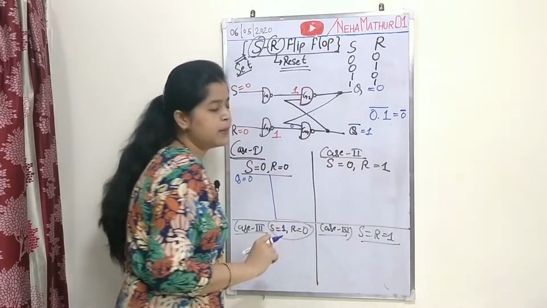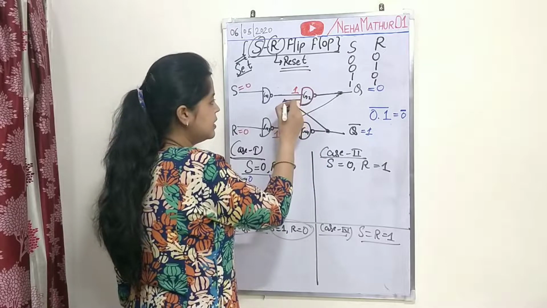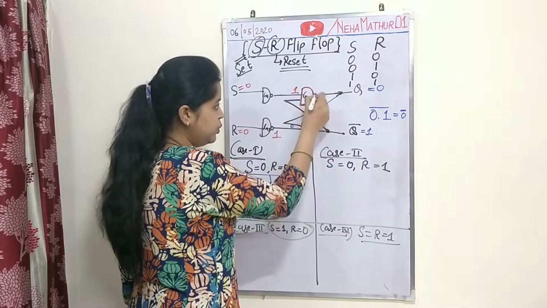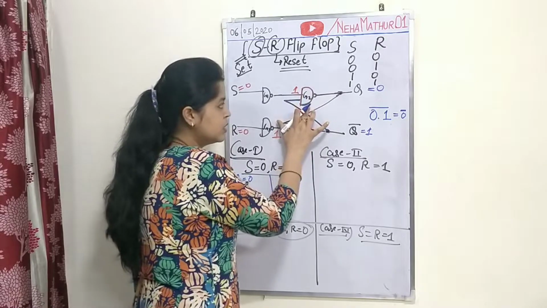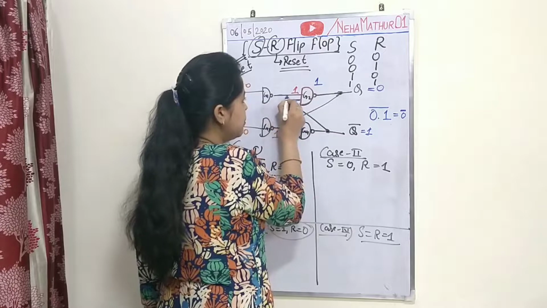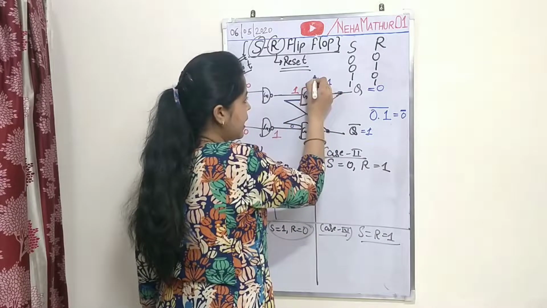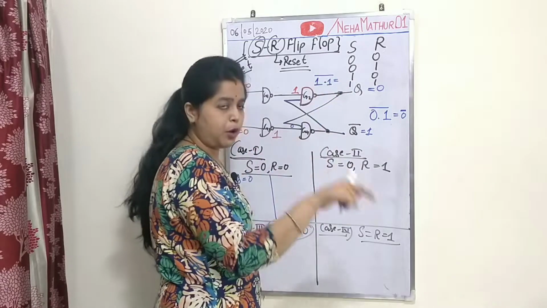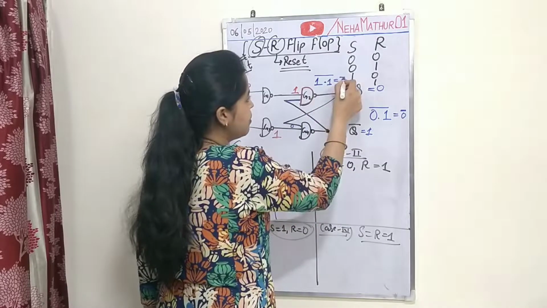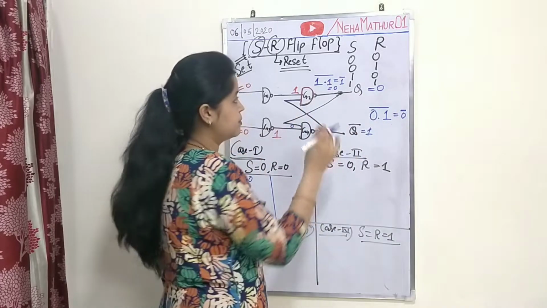So your Q bar will be 1. Now this Q bar is an input for this G2. So G2 will execute itself for two inputs. The one input is 1 and the second input is also 1, and their complement after their product will be 1's complement, that means 0. So your Q is already 0.